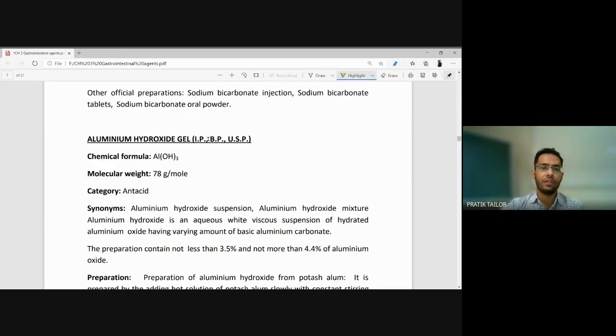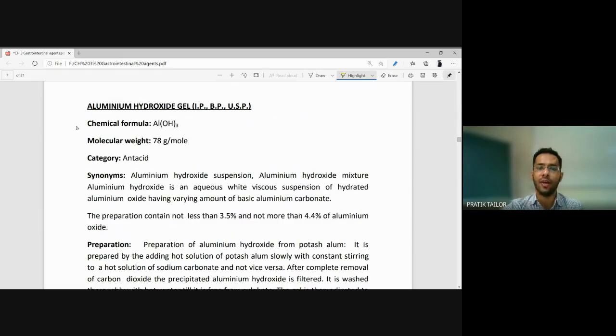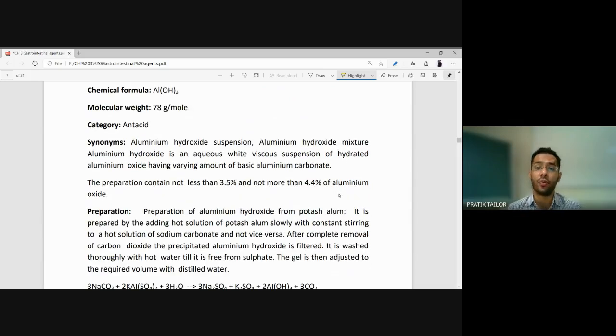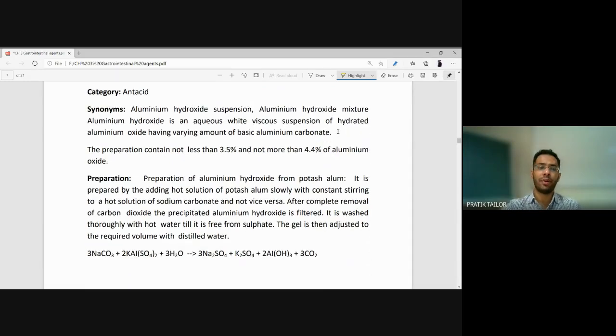Now, the second monograph we are learning is aluminum hydroxide gel. If you focus on the word gel, I think of something like a suspension, a viscous liquid; viscous liquid means something like a gel, I assume. It is a viscous suspension which involves aluminum oxide. This preparation contains not less than 3.5 percent and not more than 4.4 percent of aluminum oxide. This will be the standard. How can you prepare this?